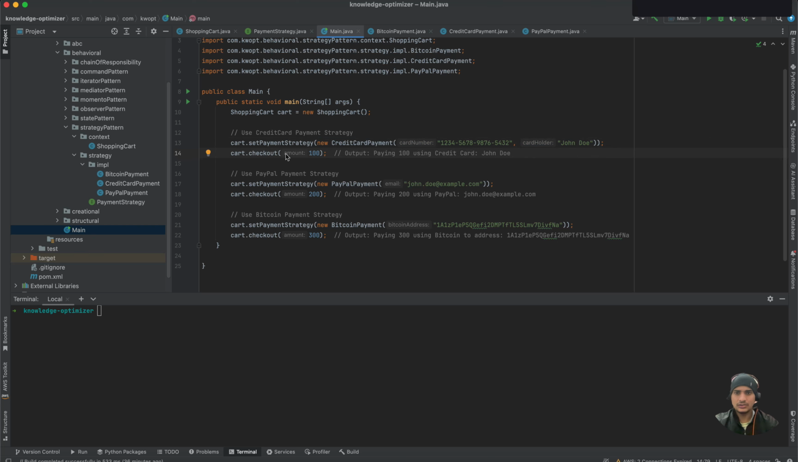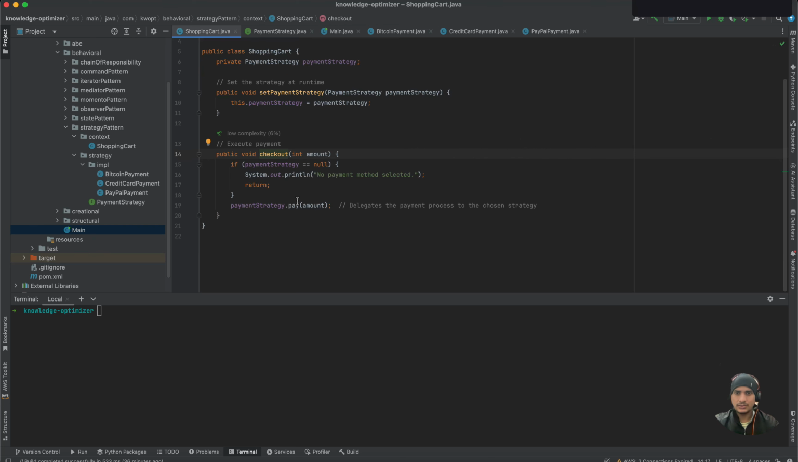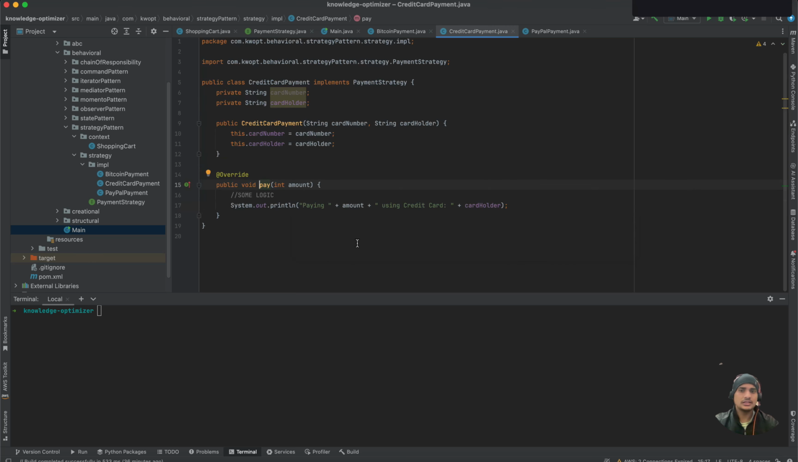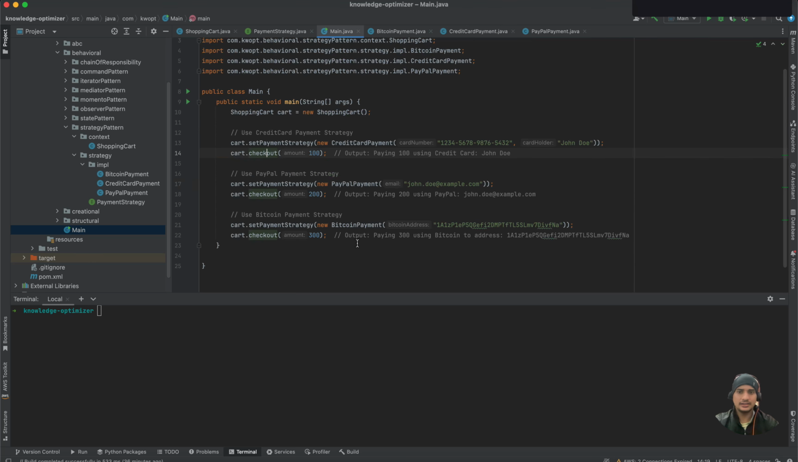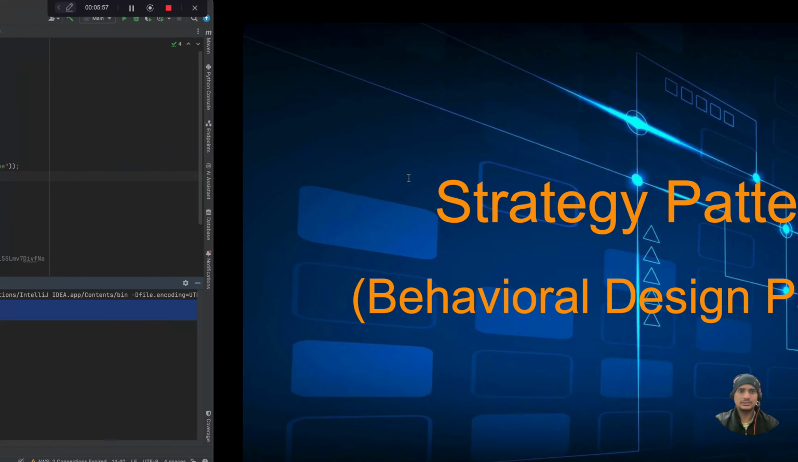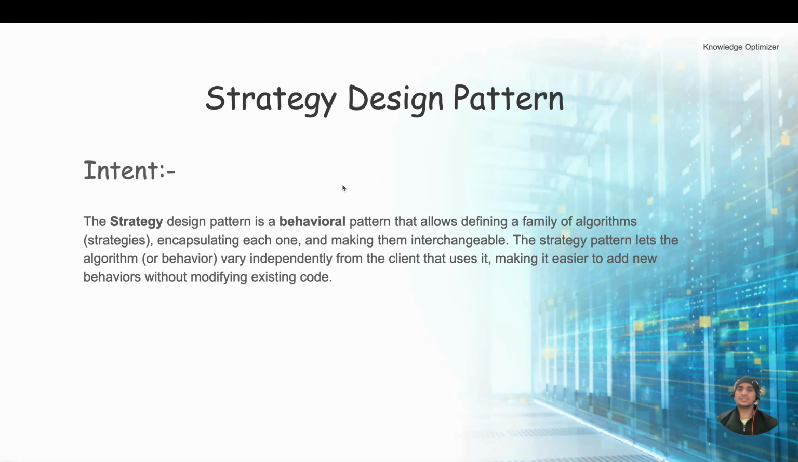Now we are doing checkout. It will call payment dot pay, and this is for credit card, since the strategy we had set here was credit card. Similarly for all the rest. If I run it, different logic runs on the basis of what strategy we choose.